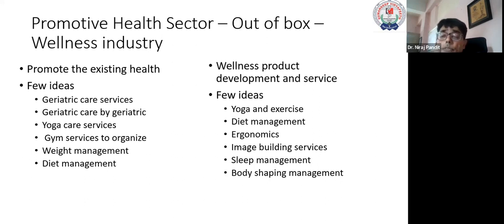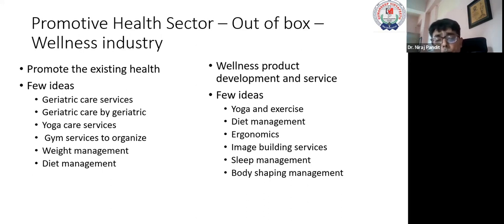Image building services. Everywhere now we have leaders, small or big, and they want to create their image. You know, YouTubers are there, and they also look for something different. Even a small village has a YouTuber with lakhs of subscribers and earning good money. They also want to look good. So image building services is also one of the businesses coming up in wellness products.